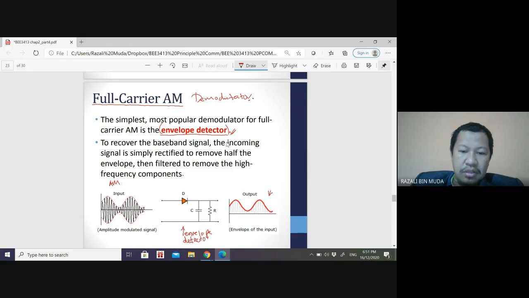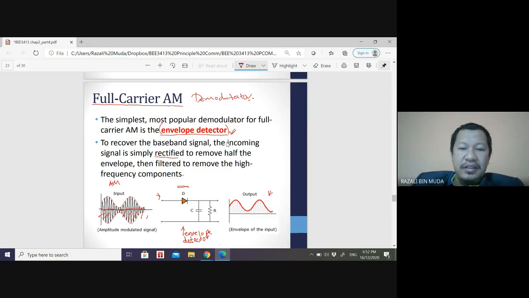So how does it work? First, the incoming signal is simply rectified. Rectifier is a diode, so it will take the positive part of the signal and the negative part will be removed. That is the rectification process. The incoming signal is simply rectified, removing half of the envelope.